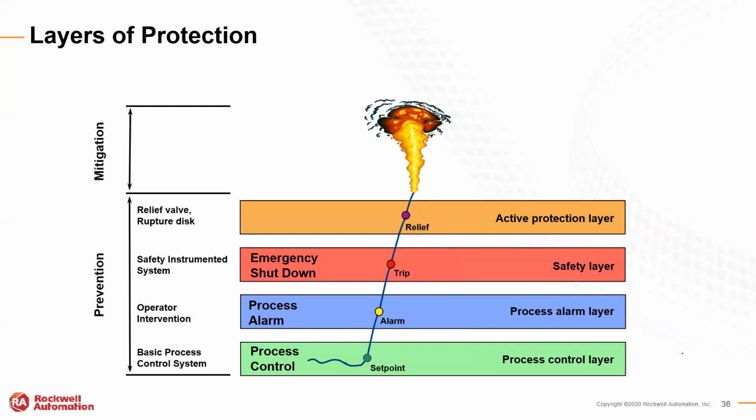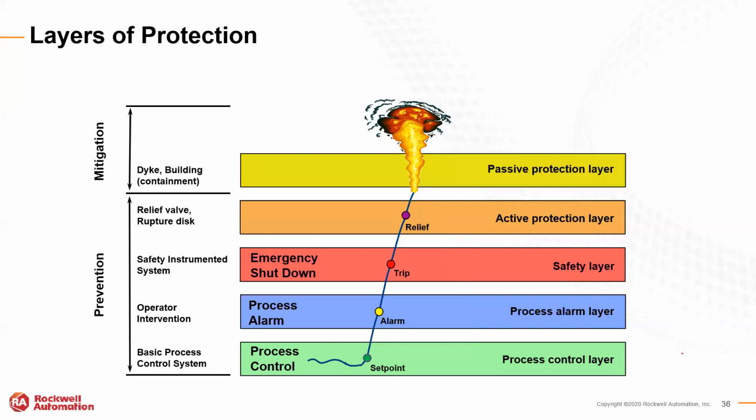Now we've had the incident; we were no longer able to prevent it. So now how do we mitigate it? Now we have some passive protection layers, like a dike around the tank. Maybe we've got some containment where we have the operators in an explosion-proof control room so that they're not injured by the explosion, and so I don't have loss of life. I certainly have loss of equipment, loss of assets, but I don't have loss of life.